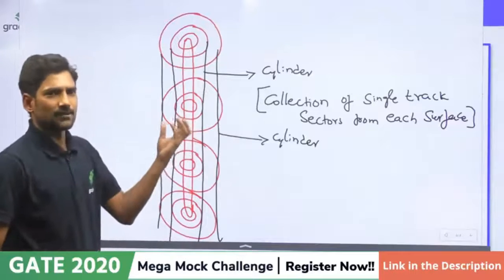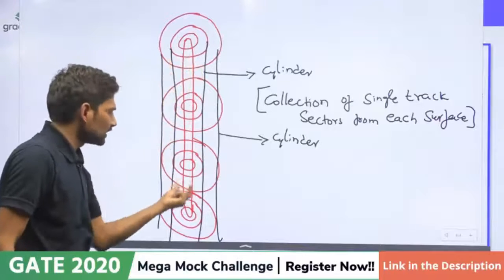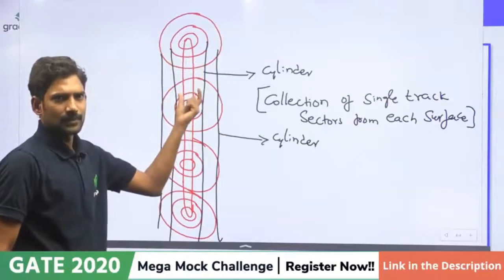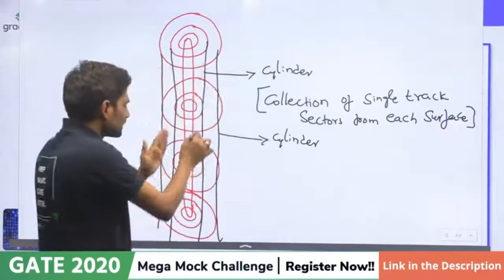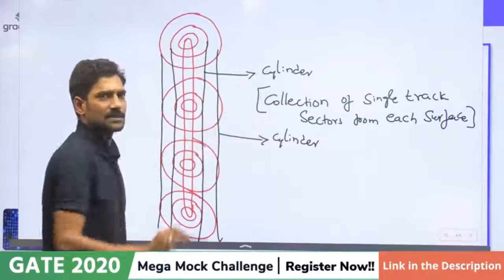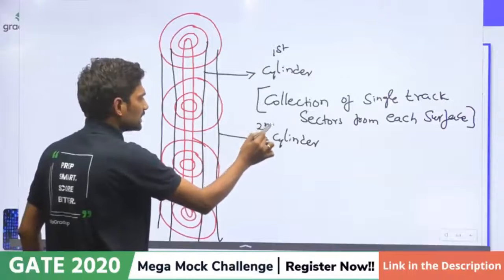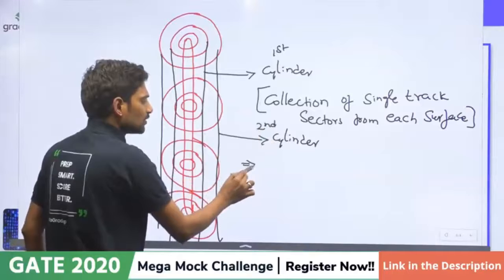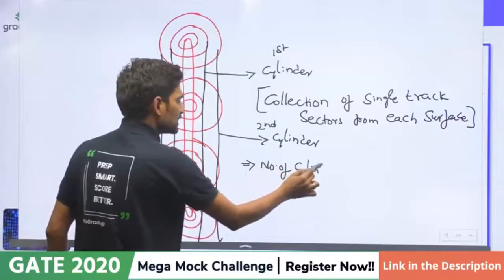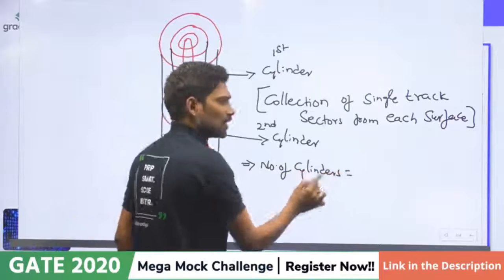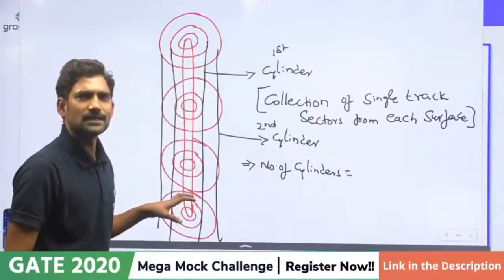So, if you observe here, one cylinder will get one track from every surface. Right? So, let's say all first tracks together is the first cylinder, all second tracks together is the second cylinder. Like this, can I say the number of cylinders is equal to what? Number of cylinders will become what? You tell me, guys. Students, answer this question.